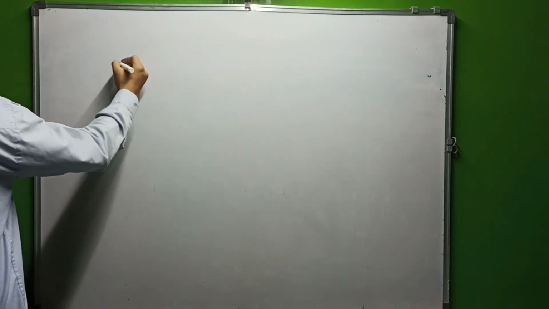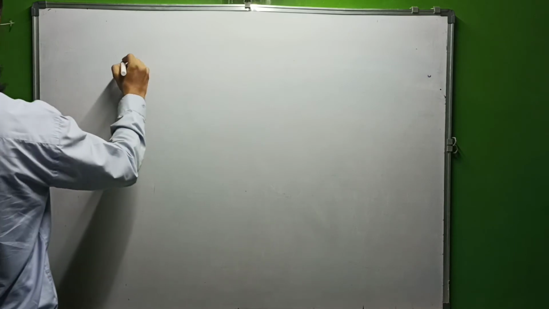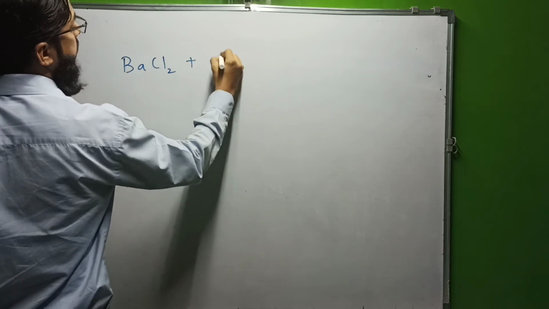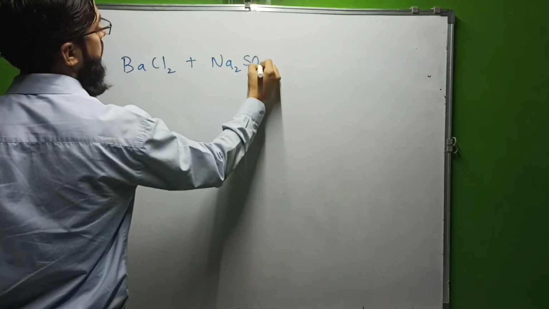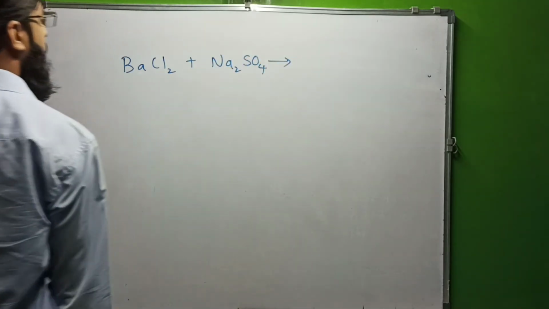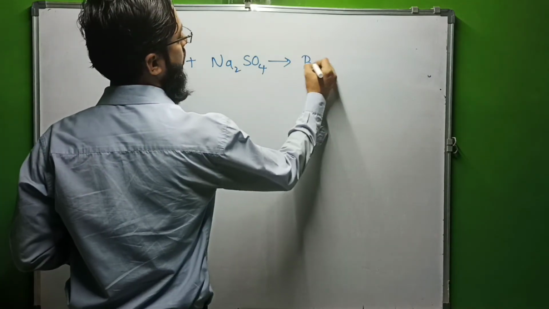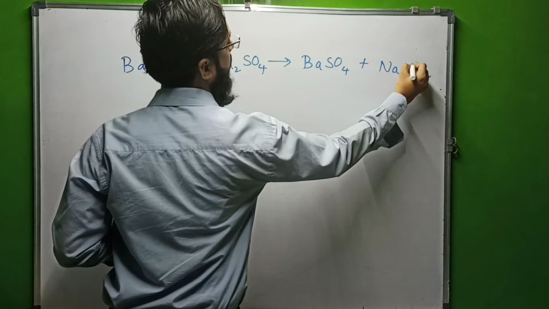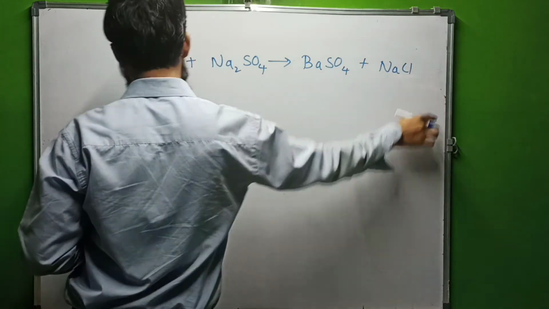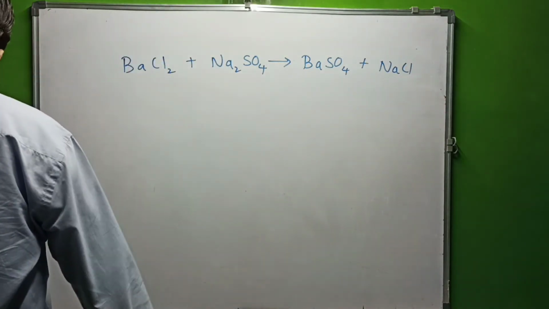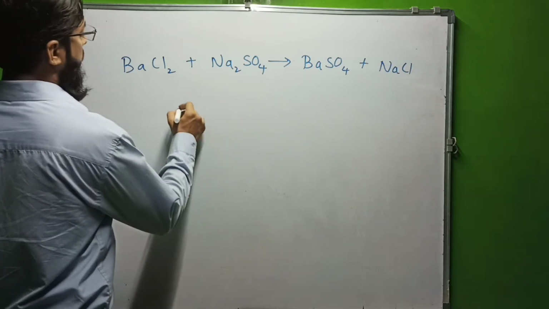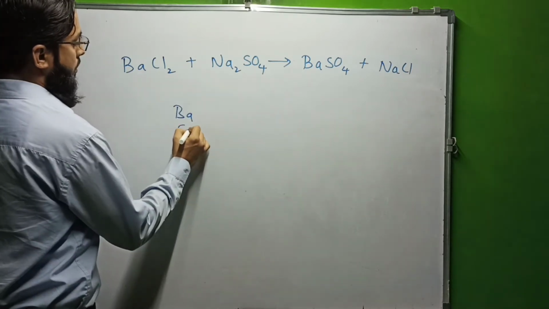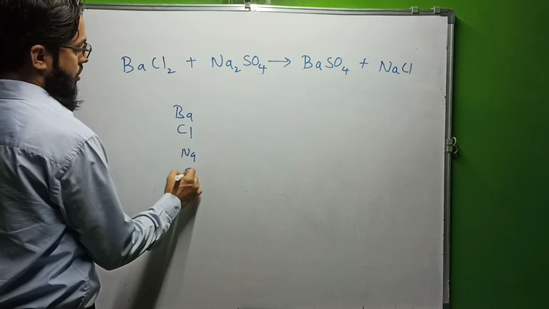Now let's take another example. Barium chloride and sodium sulfate to give barium sulfate and sodium chloride. Okay, so this is the double displacement reaction. Again, you can see BaCl2 and Na2SO4.